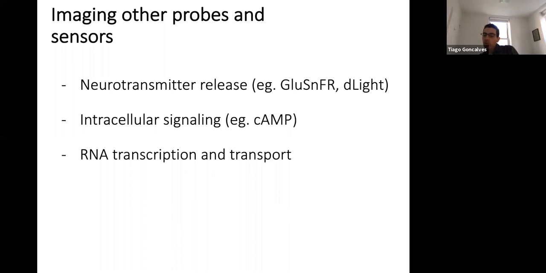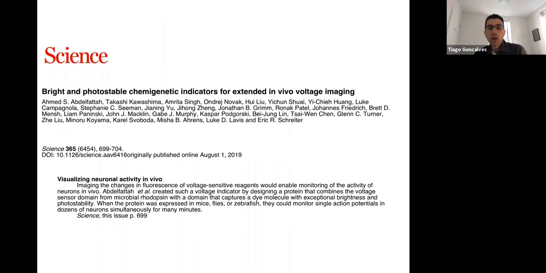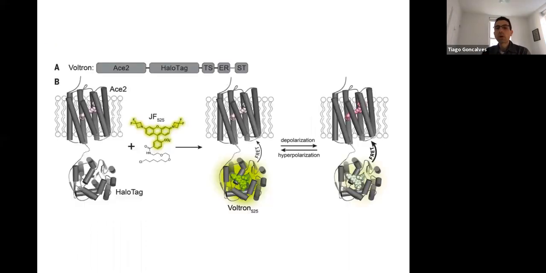Of course, Luke also talked to you about imaging other probes and sensors: neurotransmitter release, for example, like the glutamate sniffers and dLight, intracellular signaling like cyclic AMP, and even RNA transcription and transport, for example, Rob Singer at Einstein is doing that. A big holy grail of in vivo imaging is voltage imaging, and one of the latest additions to our toolbox is Voltron, and there are others too. So these are all voltage sensors.